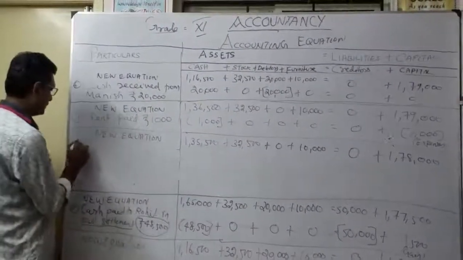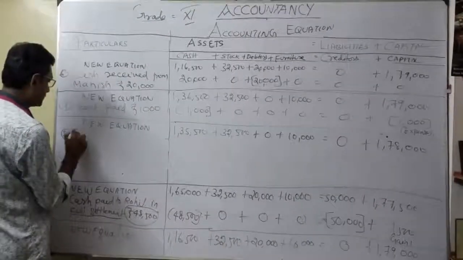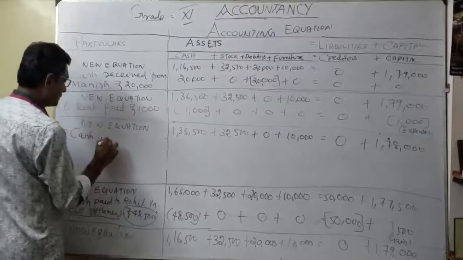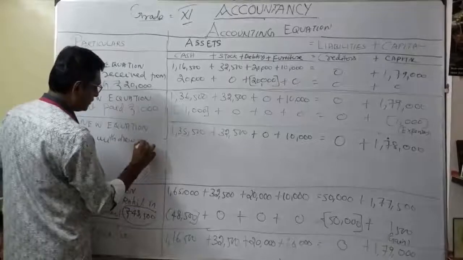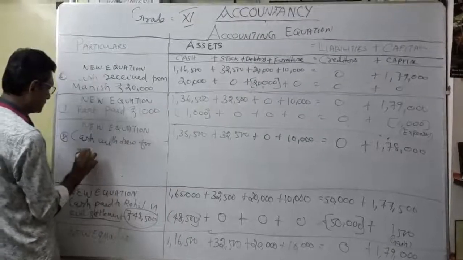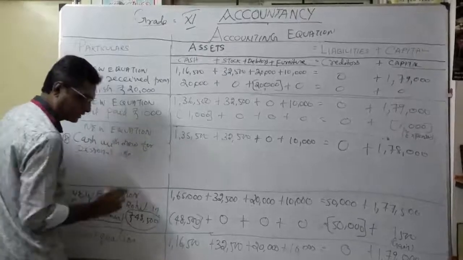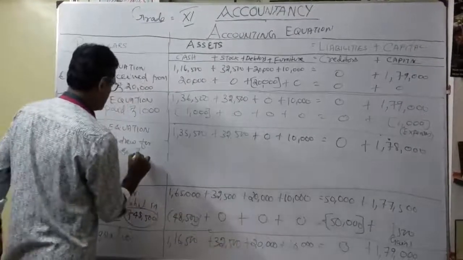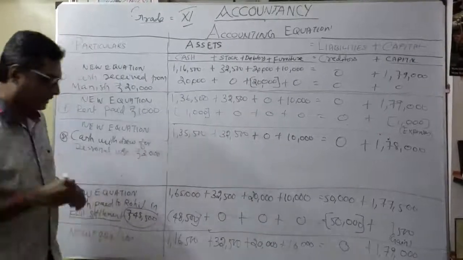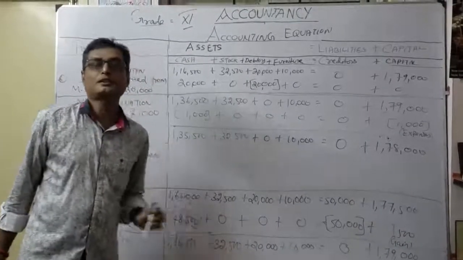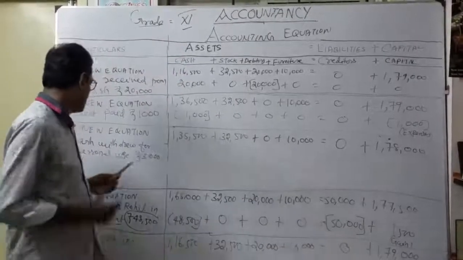So now finally the eighth one, a very important one: cash withdrawn for personal use. How much? 3,000. Okay, that means what? In the business, we drew money for personal use, not for a business purpose, correct? Not business purpose, personal use. That's why cash withdrawn for personal use.